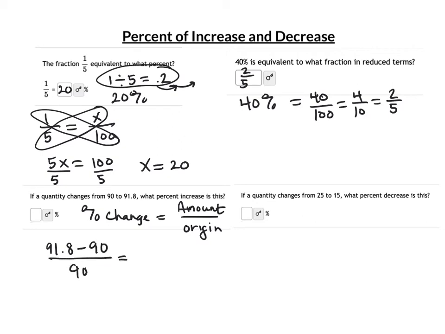Now when you do this on the calculator, you're going to need parentheses up top. Otherwise, it may divide first because the order of operations would tell you to divide first. But 91.8 minus 90 ends up being 1.8 divided by 90. And 1.8 divided by 90 is 0.02. So what percent is that? Well, that would be 2%.